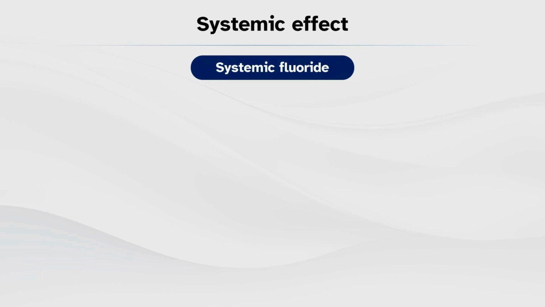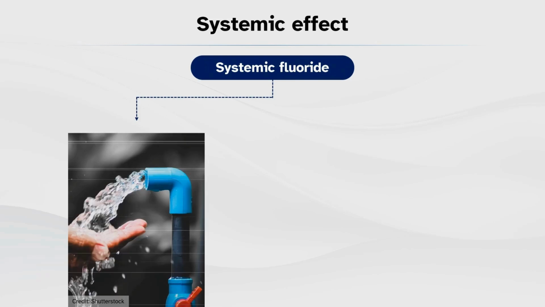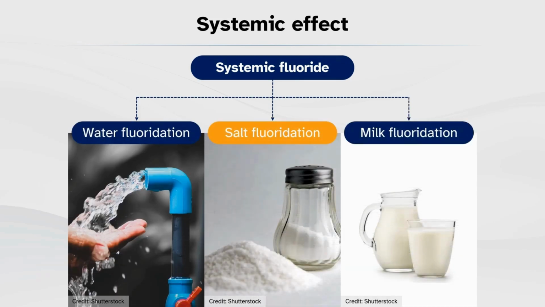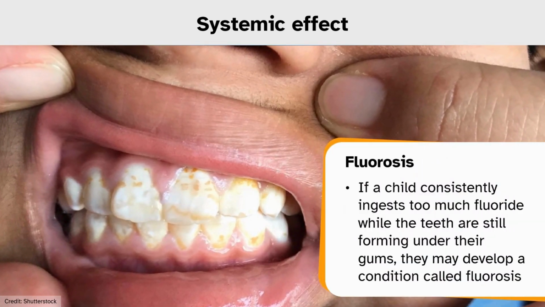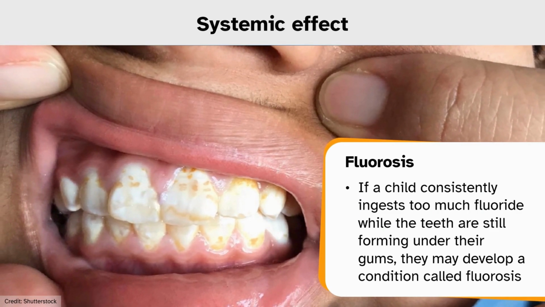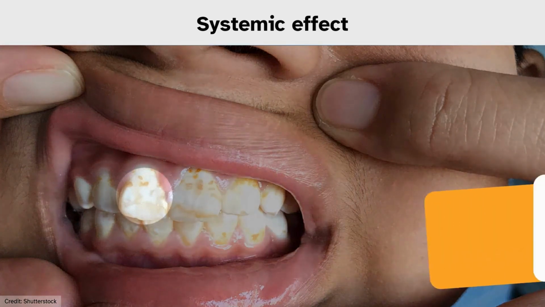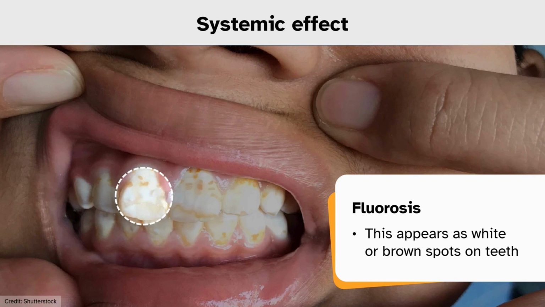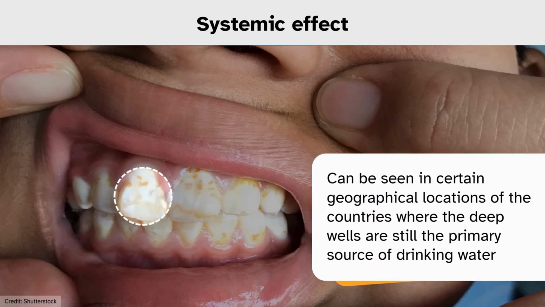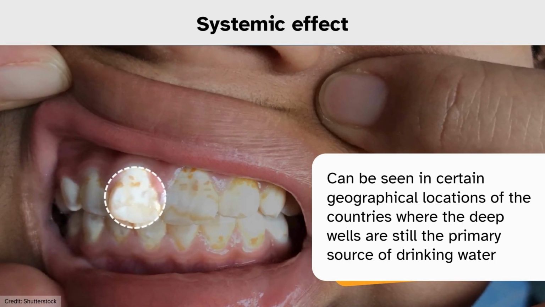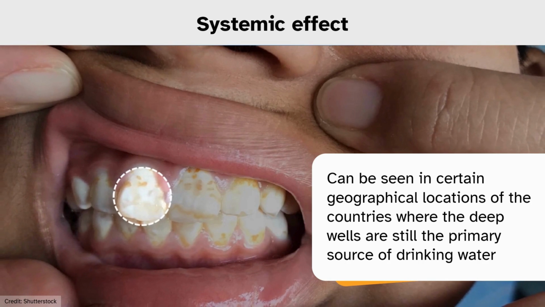Systemic application is typically used in community settings. Whether it will be water fluoridation, salt fluoridation, or milk fluoridation is based on the national context. It should also be noted that if a child consistently ingests too much fluoride while the teeth are still forming under their gums, they may develop a condition called fluorosis. This appears as white or brown spots on teeth. The most common circumstance in which this can happen is when drinking water from heavily fluoridated natural sources. This can be seen in certain geographical locations of the countries where deep wells are still the primary source of drinking water. Thus, systemic fluoridation recommendations vary according to geographical context.